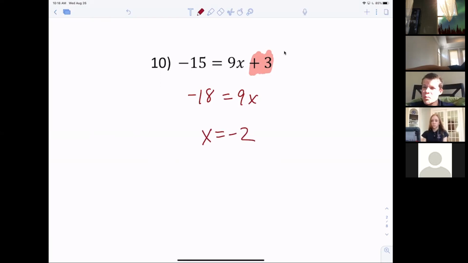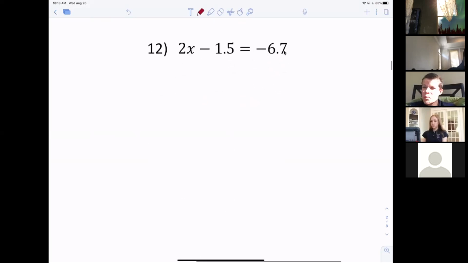Now, does anybody have any questions on number 10? Anybody have any questions on number 10? That's still like a good overview. We haven't gotten into anything new right now. All right. Now, here we go. Number 12.